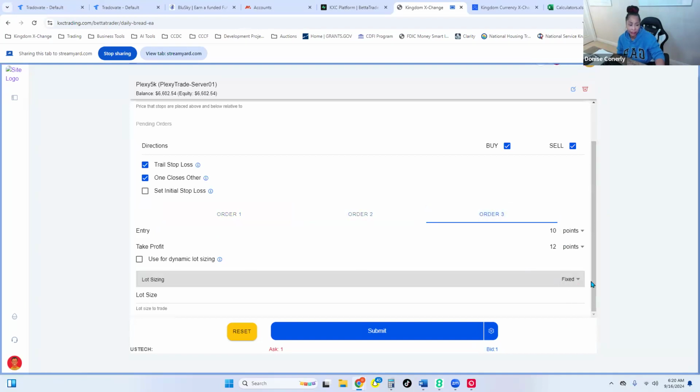I'm going to use a fixed lot size. And I'm going to enter that lot size in here. I'm going to put it at 0.75. And I'm ready to go. So those are all the steps that we need to do prior to.